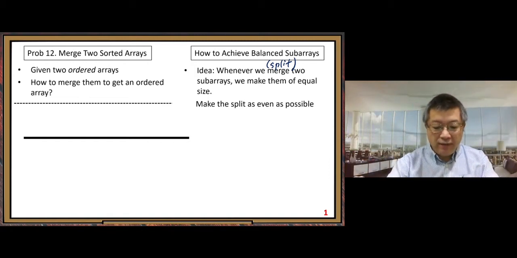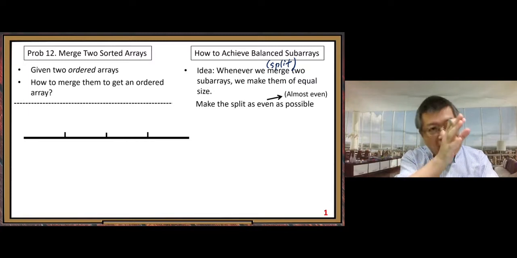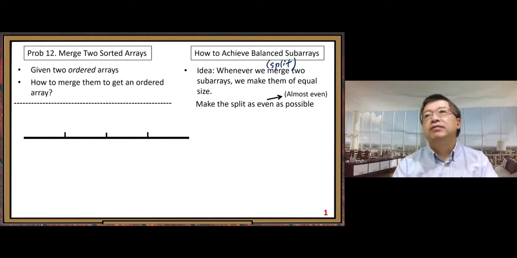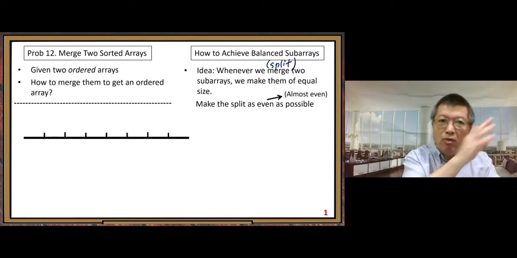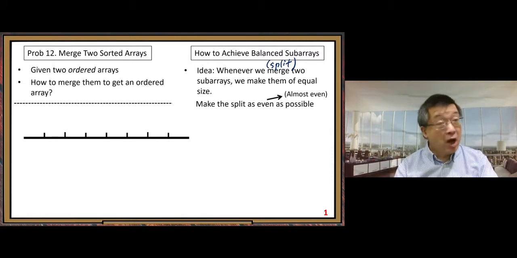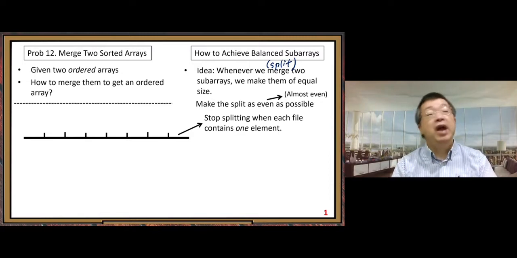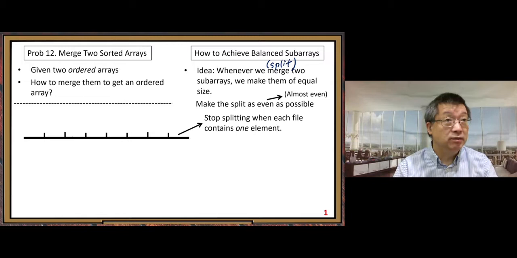Here, the diagram is like this. Split right in the middle. Next time, for the two subarrays, when we do the split, still in the middle, right? And so on. Keep doing that, so you can see each subarray becomes smaller and smaller. And we have to stop splitting somewhere. So stop splitting when each subarray contains one element. Then we do not need to split one element, right?